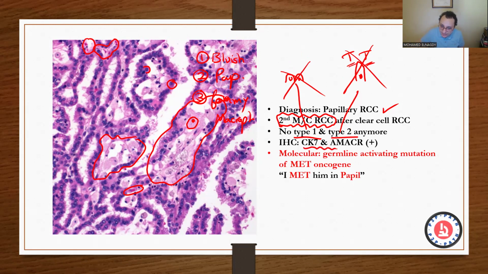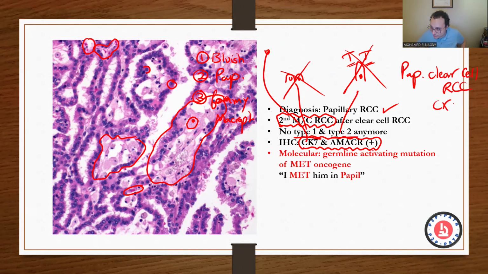Papillary RCC is CK7 positive and AMACR positive. AMACR is racemase, which is an IHC. But can anybody remember what else was CK7 positive? We used CK7 together with 2 more stains to differentiate between this entity and another entity, which used to be called papillary as well. You remember? Yeah, it's 7-Up. Good. 7-Up, which is the papillary clear cell RCC.